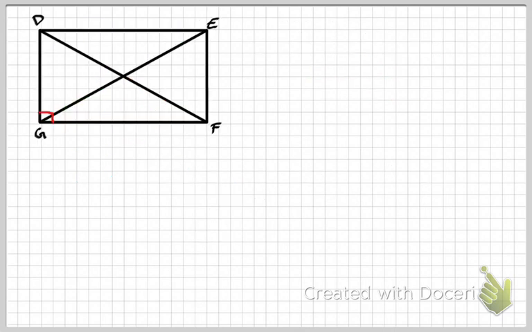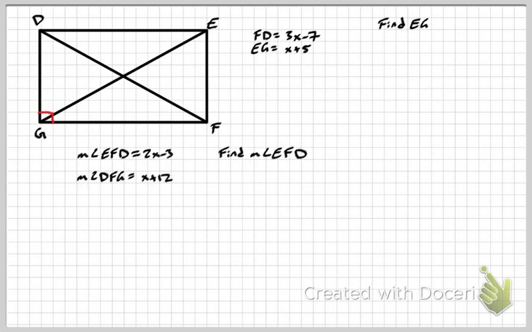One more. Okay, so first part is looking at segments, second part is looking at angles. So FD, which is our entire length here, is 3x plus 7. EG, which is this length here, is x plus 5. We know that those are congruent, so that would be 3x minus 7 equals x plus 5. Subtract the x, add the 7, 2x equals 12, so x equals 6.